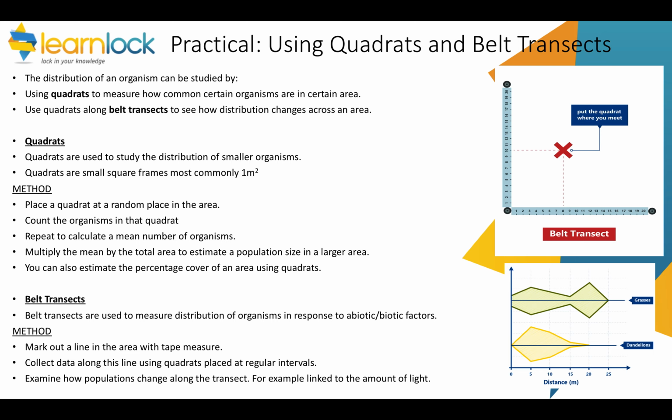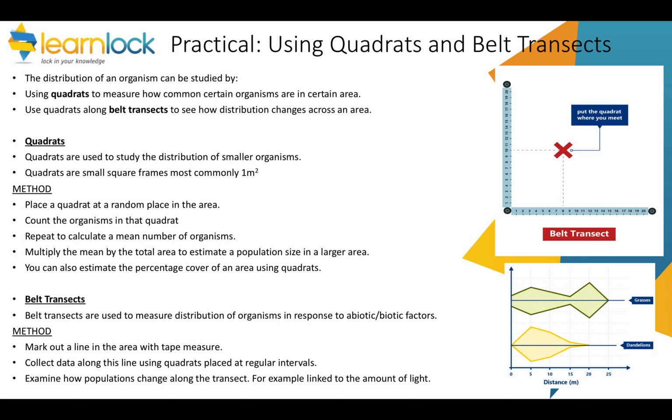A quadrat is used to study smaller organisms, and from its name, quad, 4, it's normally a square frame, most often 1 metre squared. If you wanted to count the number of organisms in a certain area, you would throw the quadrat at random in a place in that area and count just the organisms in that quadrat. And then you'd repeat it to get a mean number.